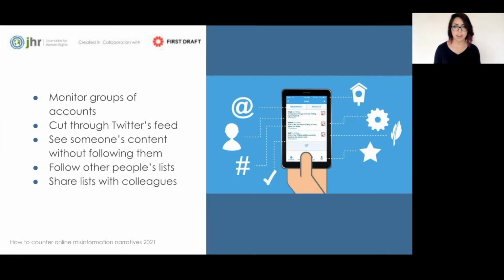When it comes to Twitter, Twitter lists are the most powerful tool that we have to organize what otherwise feels like an unending feed of tweets. Twitter list lets you monitor a group of accounts that you can make. You can also follow other people's Twitter lists. They let you monitor the content an account is publishing without having to follow them.